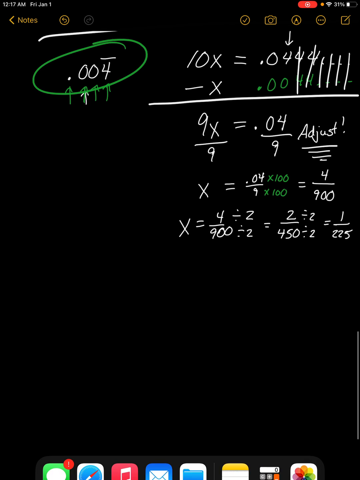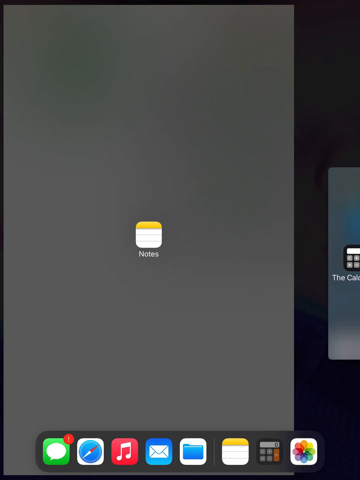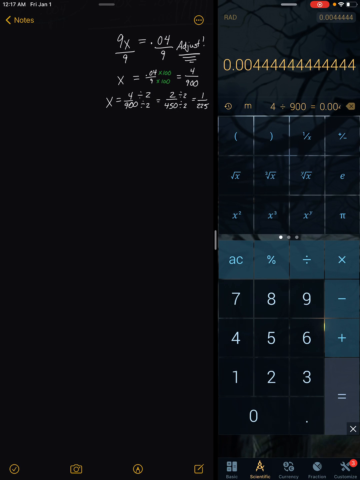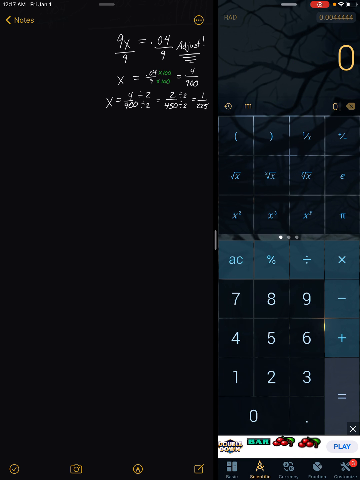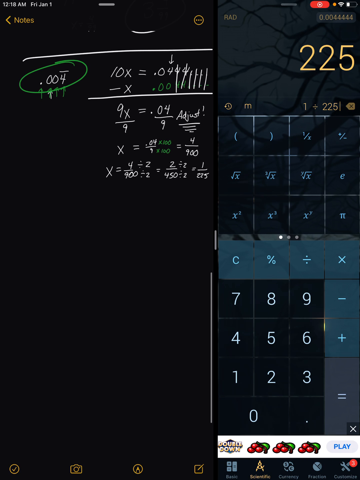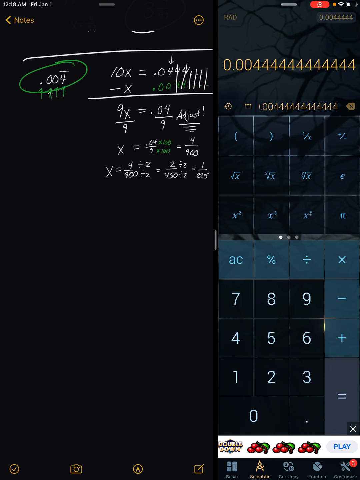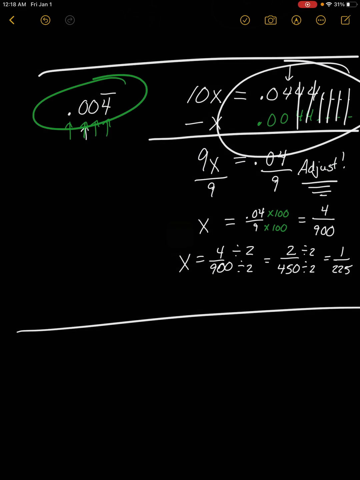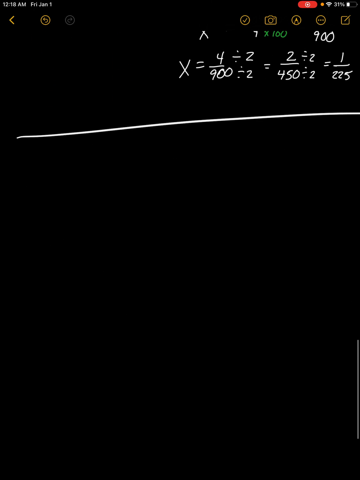So if I check 1 over 225, we're going to try to pull this up this time. 1 divided by 225. We should get that 0.00, there it is, 0.00444444. So that one was a little bit different and, you know, just a little bit harder because of the lineup issue, but the rest of it is the same. Once you get the knack of it, it's not that bad. Okay, we'll put that away for now, and then we'll go to the next one that I have.